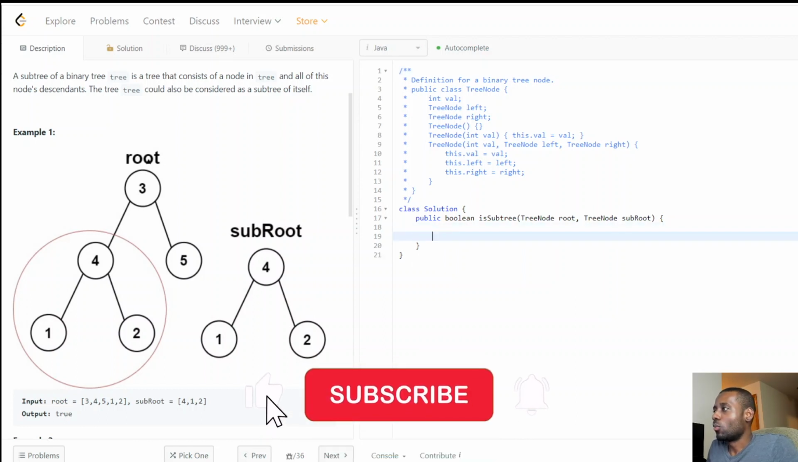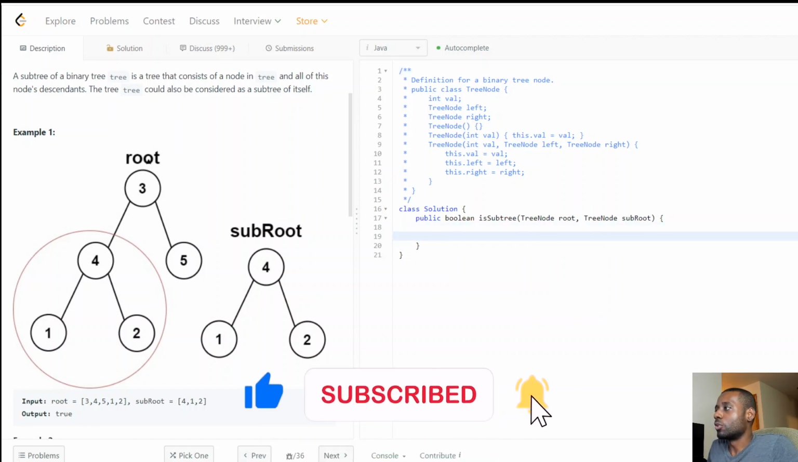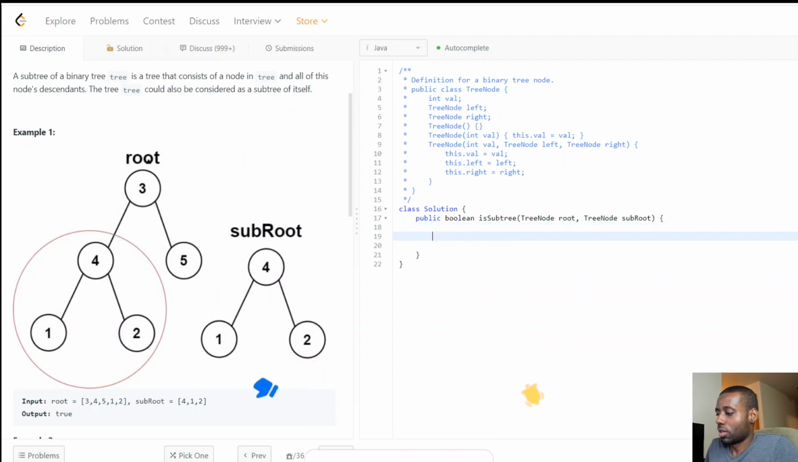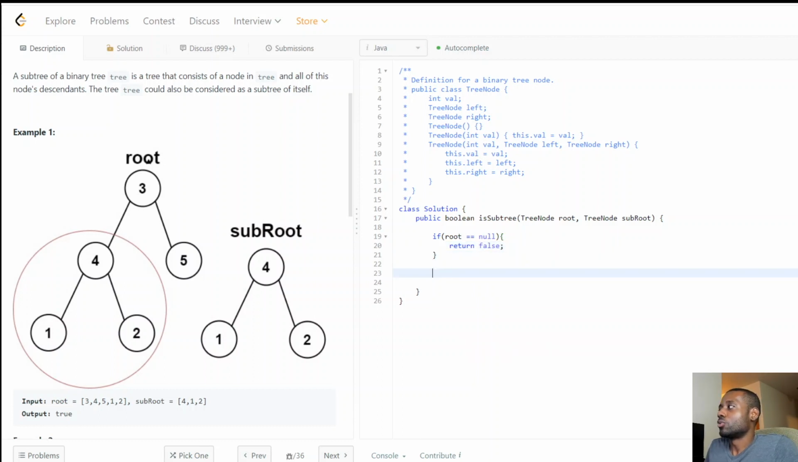So what we're going to do, we could start off with the algorithm. So if root is null, we're going to return false. It's an empty tree. And what's next for us to do? We're going to check, if. So we're going to have some kind of helper function. We're going to use the exact same function as we used in the other problem. So very interesting. So if same tree, what are we going to pass in? We're going to pass in the root.